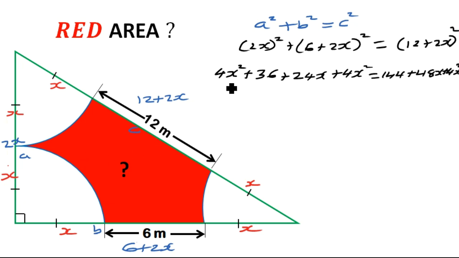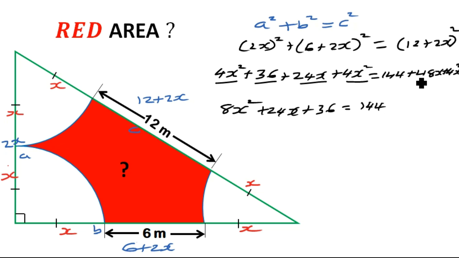So what do we get here? 4x squared plus 4x squared will be 8x squared, then plus 24x, then plus 36. You simplify that side, equal to 144 plus 48x plus 4x squared. So you simplify that, collect the like terms.